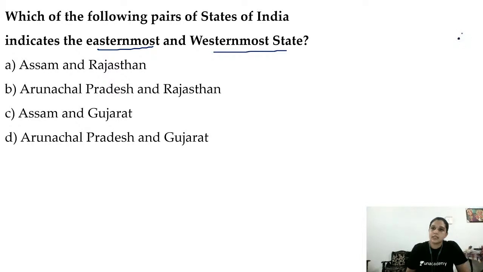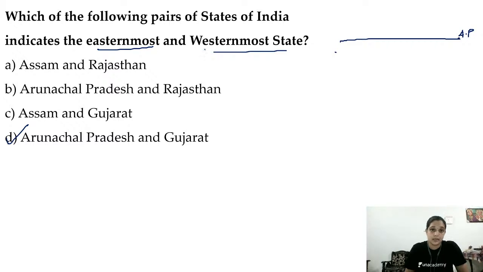Easternmost state is what? Arunachal Pradesh. So Arunachal Pradesh, Rajasthan, okay. Arunachal Pradesh and Gujarat is the answer. This is a straight-away NCERT question. Do not think much. Many people will think about Rajasthan. No, they think about Arunachal Pradesh, straight Rajasthan.